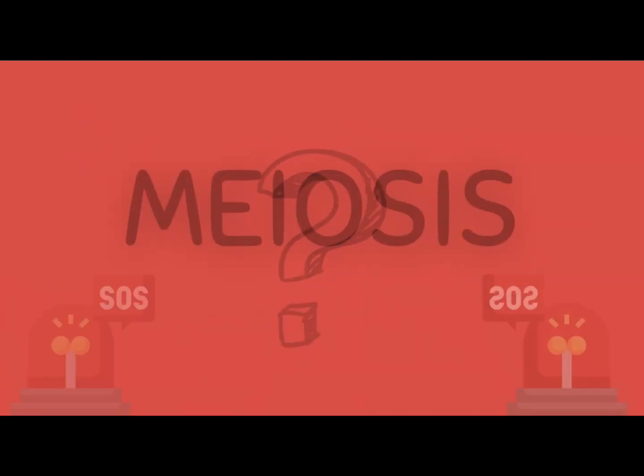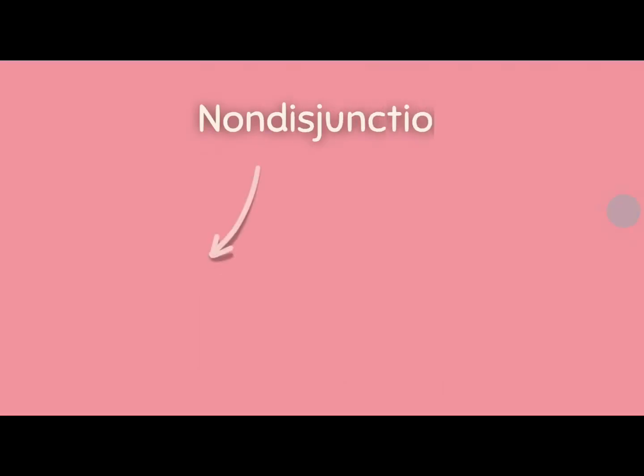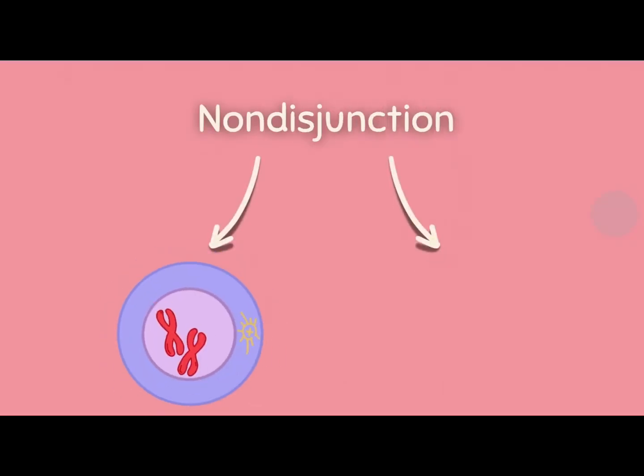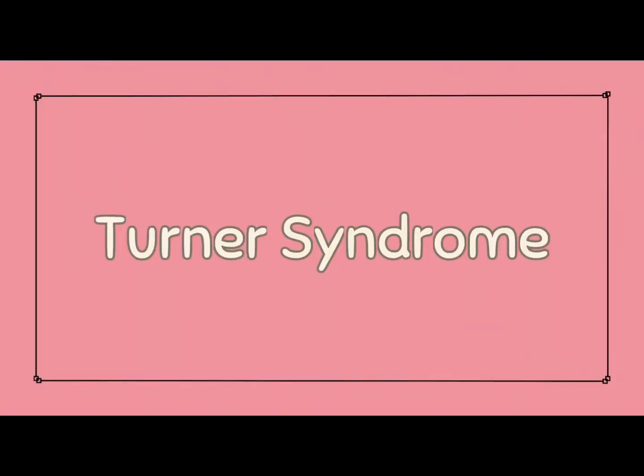But what happens if meiosis doesn't go as planned? What if there's a mistake during this complex process? These mistakes are called non-disjunctions, and they can lead to missing or extra chromosomes in the gametes. When a gamete with an abnormal number of chromosomes combines with a normal one, the resulting zygote will also have the wrong number of chromosomes. This can lead to a variety of conditions, one of which is Turner syndrome. Let's take a closer look.